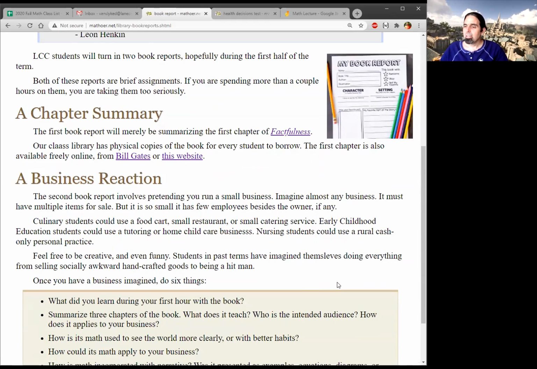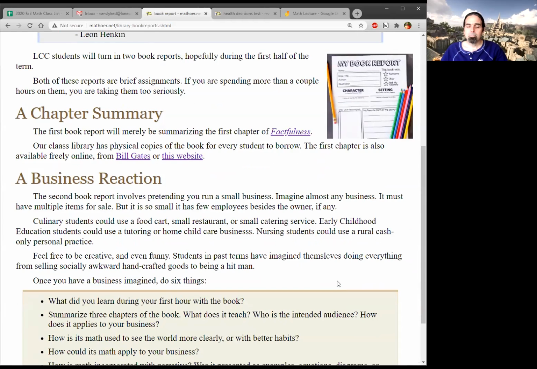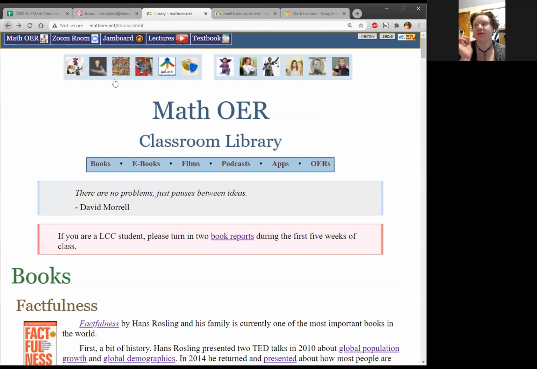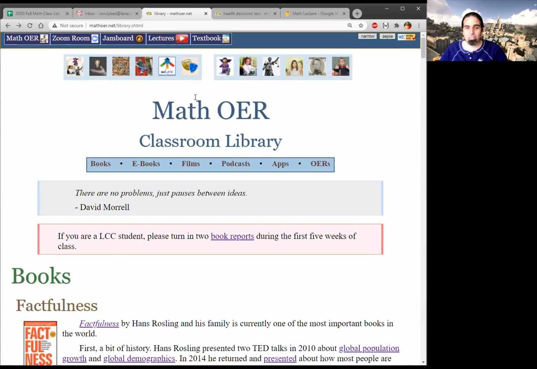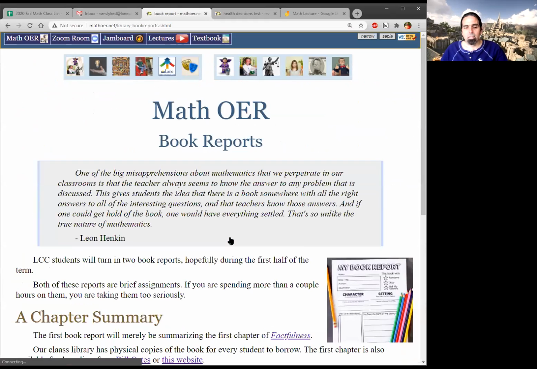What's your question? So I know that at least one of them is on the first chapter of Factfulness, but I can't seem to remember what the second one is supposed to be for, and if it's due at the same time as the first one. Due at the end of the month, same time. So go to the library, the heart-shaped page here. Okay. And then in the red box, click on book reports. And that gets you the description.